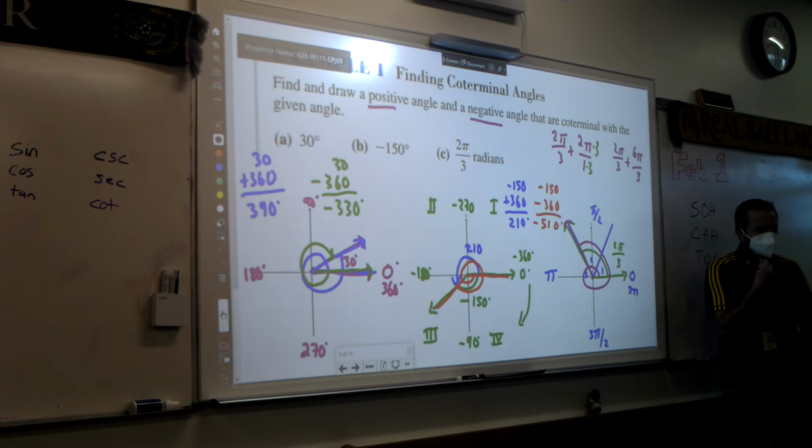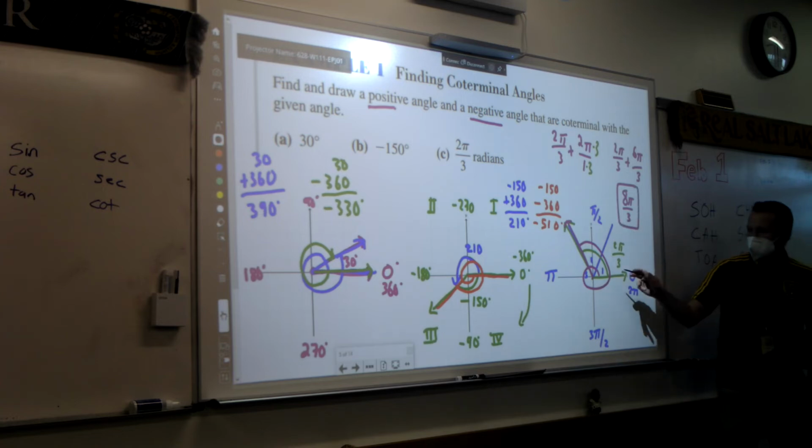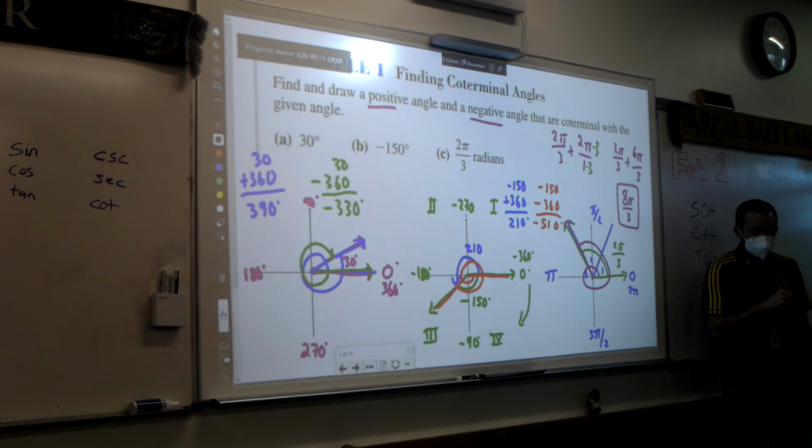Now do we have a common denominator? Great, add those together. What's 2 pi plus 6 pi? So this would be 8 pi thirds. That would be this purple angle here that goes around a rotation and then goes 2 pi thirds. So same concept as adding 360 or subtracting 360. We just have to deal with fractions, okay?